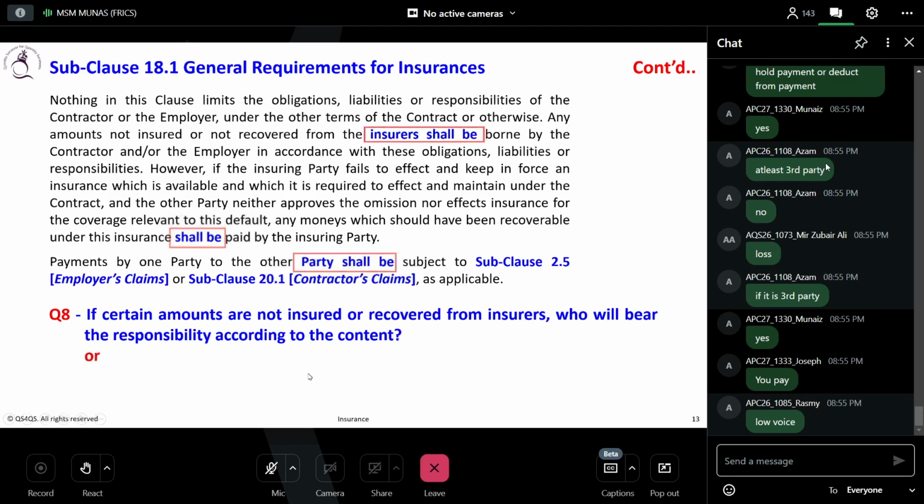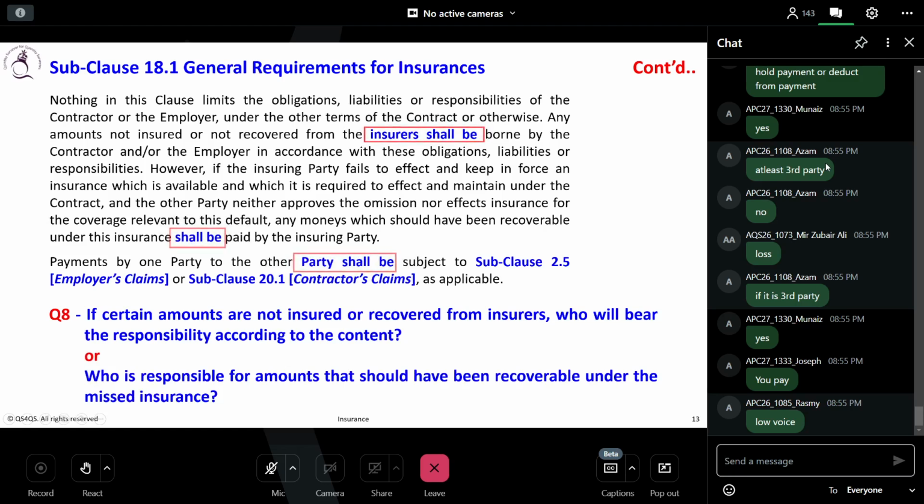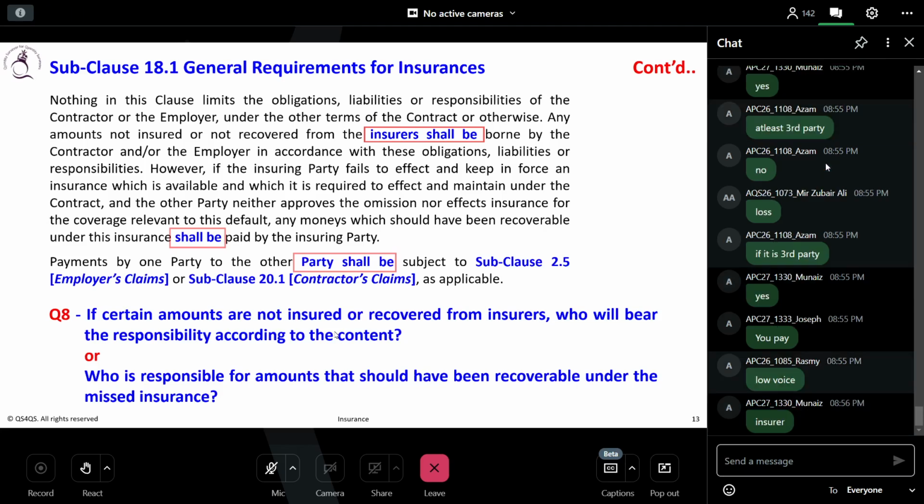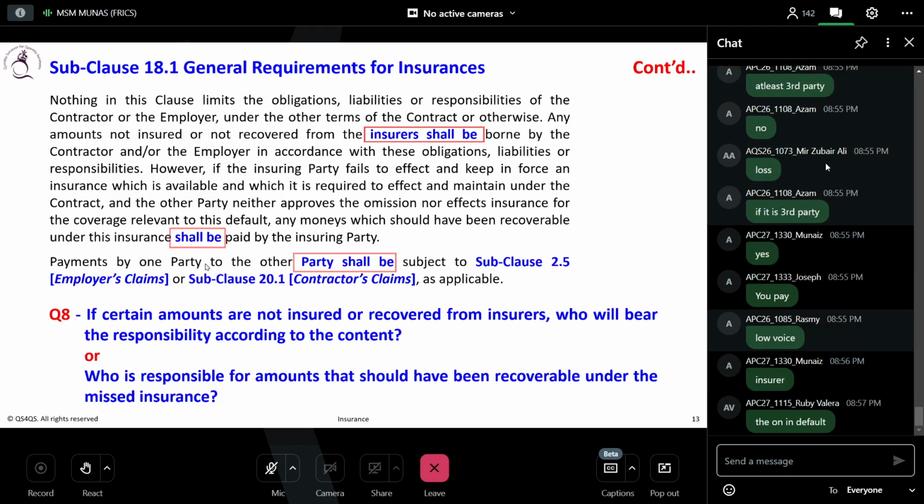Who is responsible for the amount that should have been recoverable under this insurance? I think both parties. Yeah, who is insuring? So whoever is responsible for insurance is the one responsible. The insuring party is responsible to pay. That's the answer for this. So just note down: the insuring party is responsible to pay. Okay, have you marked all of them?